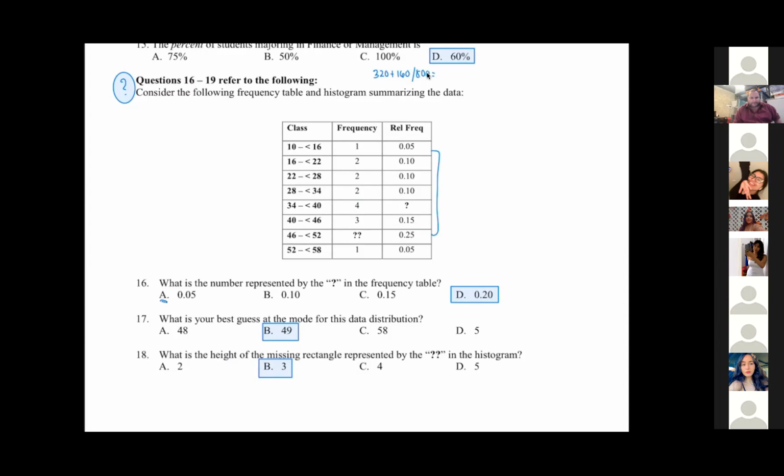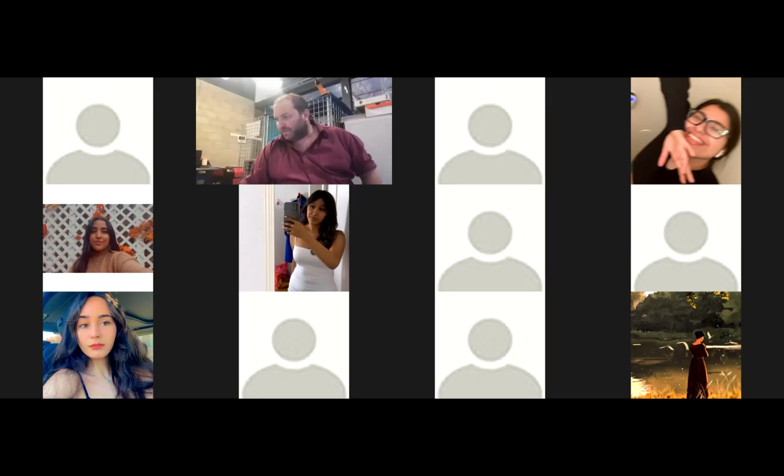And then number 18, the last one. What is the height of the missing rectangle represented by the question mark in the histogram? The height, well, let's take a look here. If 0.05 is 1, and then 0.25 is 5 times as much, it should be a frequency of 5. Mm-hmm. Okay, they put 3. Okay, thank you. Does that make sense? Yeah.